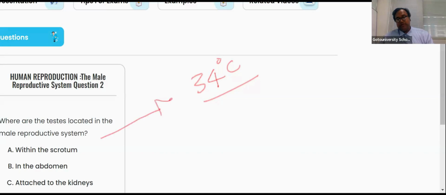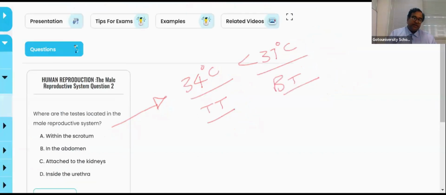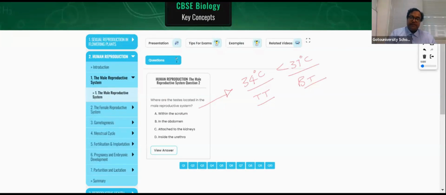That is a very low temperature, less than 37 degrees Celsius, which is your body temperature. Which is the body temperature? This is the testis temperature. Testis temperature is 34 degrees Celsius. Body temperature is 37 degrees Celsius. Right? Now, I think so. Any one of you having any doubt, please let me know.